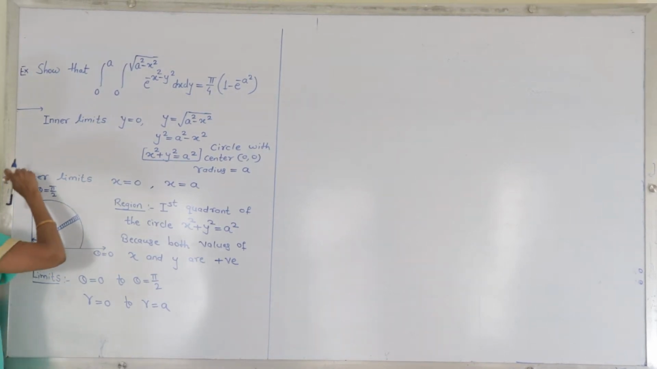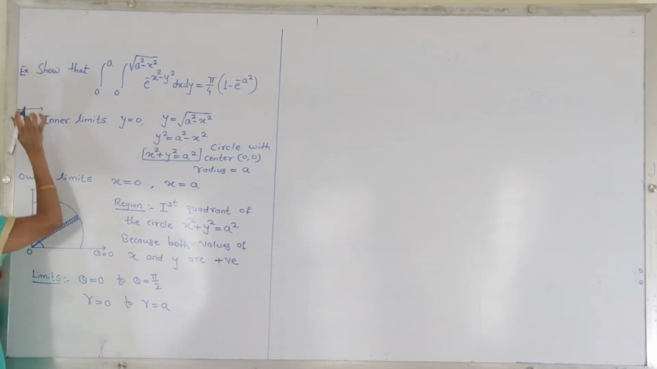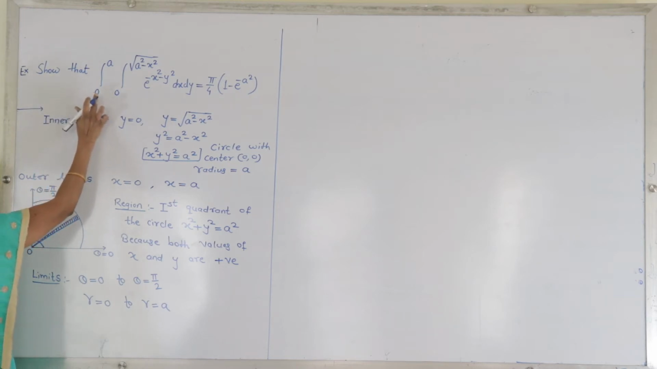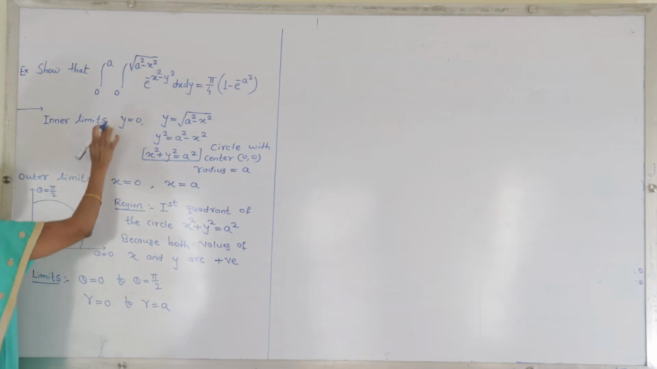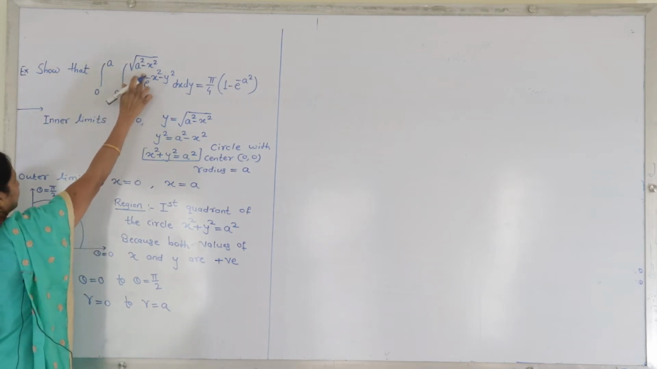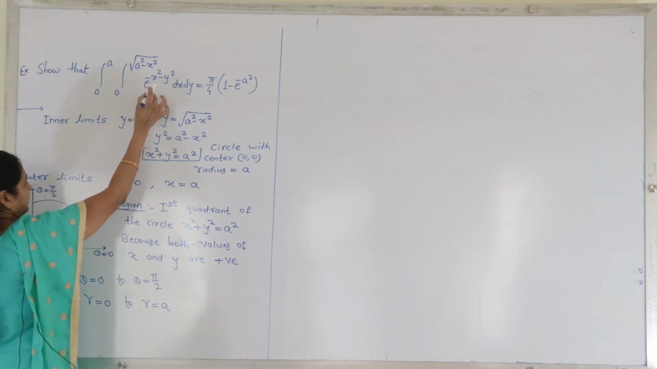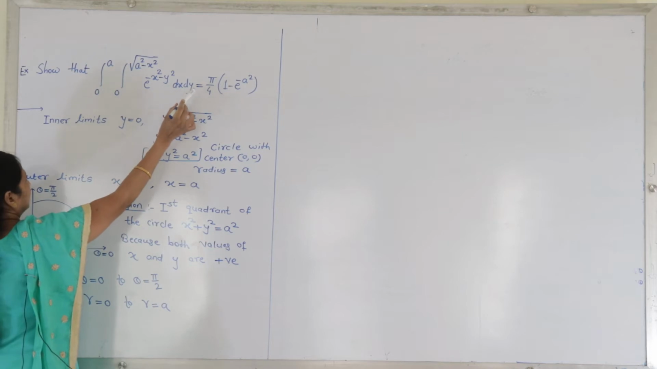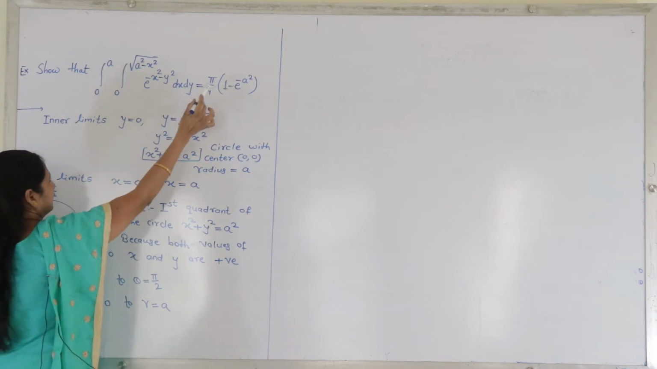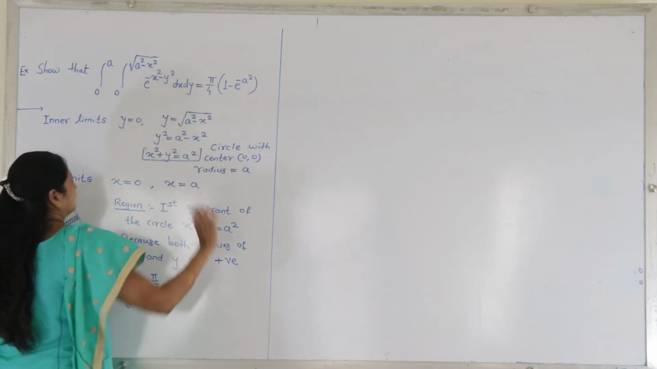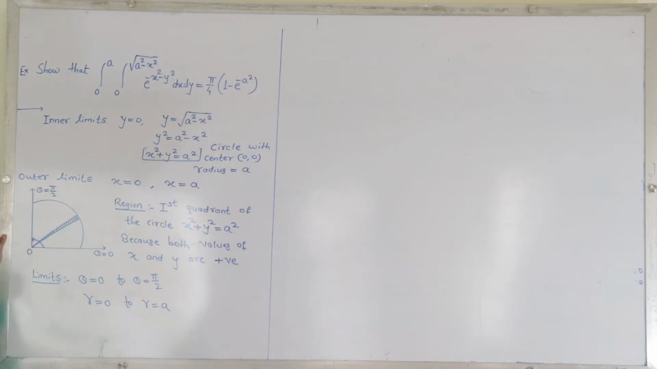Now first example in polar form, show that limits are given. Integration outer limit 0 to a, inner limits 0 to under root of a square minus x square, e raised to minus x square minus y square dx dy. We have to show that this is equal to pi by 4 in bracket 1 minus e raised to minus a square. Now in this example limits are given.